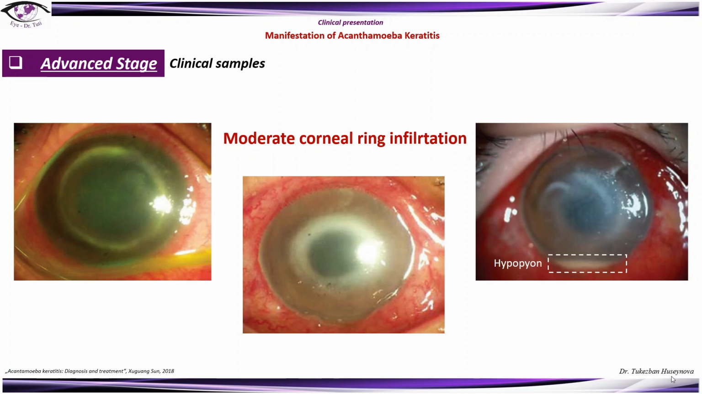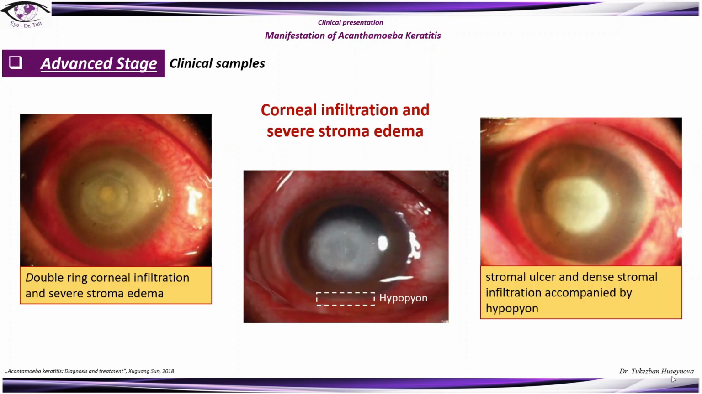Here we can see a moderate corneal ring infiltration in the first case, with a diffuse stromal edema and overlying epithelium defect. On the second photo, we can see a severe ring corneal infiltration without overlying epithelium defect. And in the third case, we can see an advanced stage with incomplete ring corneal infiltration and moderate stromal edema with hypopyon.